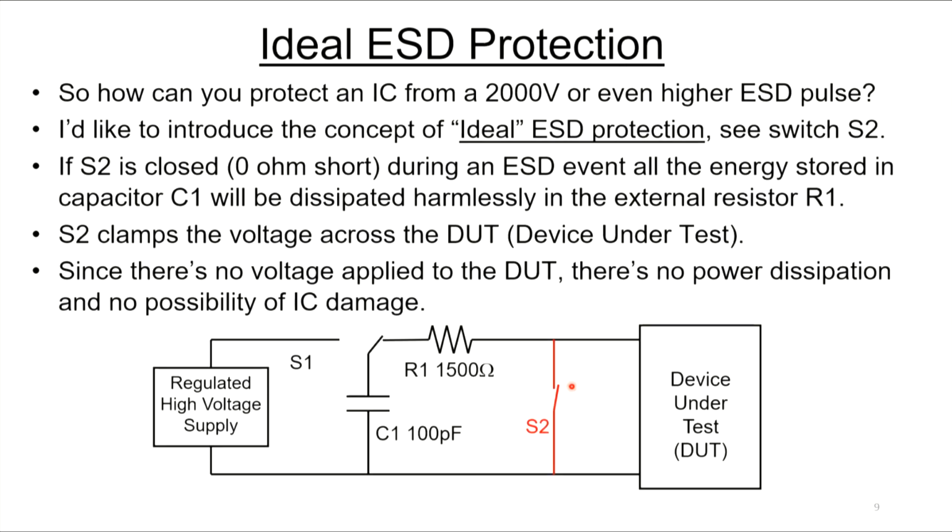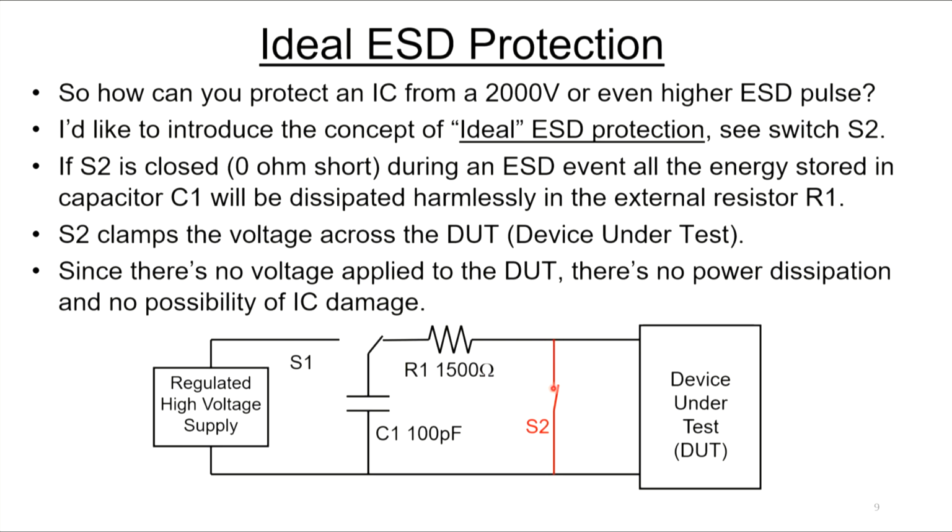So how can you protect an IC from a 2,000 volt or even higher ESD pulse? And to kind of show that, I want to introduce the concept of ideal ESD protection. And to show that, I want to look at S2 below here. So if S2 is closed, and we're talking a 0 ohm short during an ESD event, all the energy stored in capacitor C1 will be dissipated harmlessly in the external 1.5K series resistor.